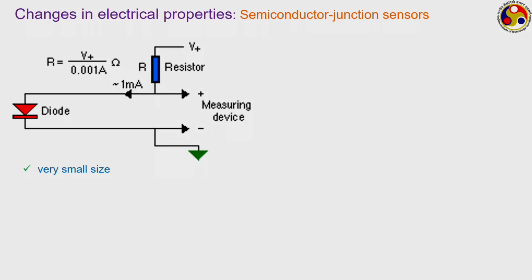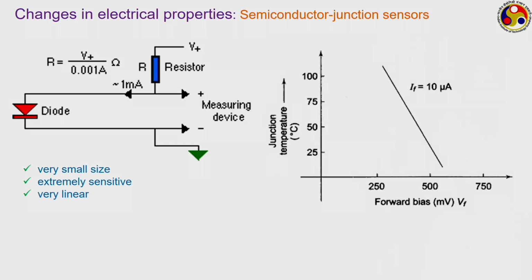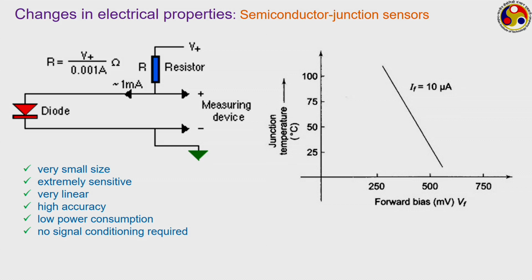It has several advantages, like it is very small in size. You know how small a diode can be. So, these are small devices, they are extremely sensitive to small changes in temperature, and they provide very linear output. During forward bias, like shown here, as the temperature is dropping, the voltage keeps on increasing. High accuracy we can get from them, almost comparable to thermocouples or even better than thermocouples sometimes. Low power consumption, particularly if you compare this one to RTDs and thermistors. No signal conditioning required like in the case of thermocouples.